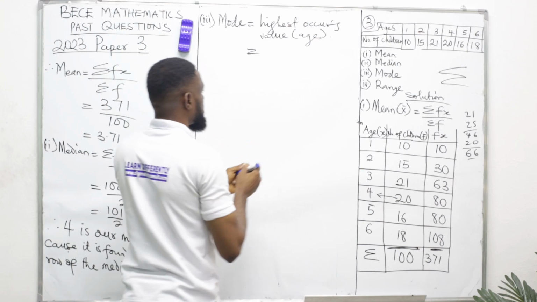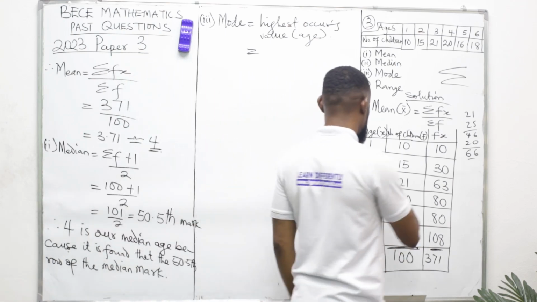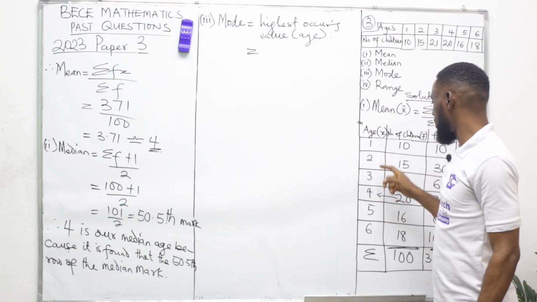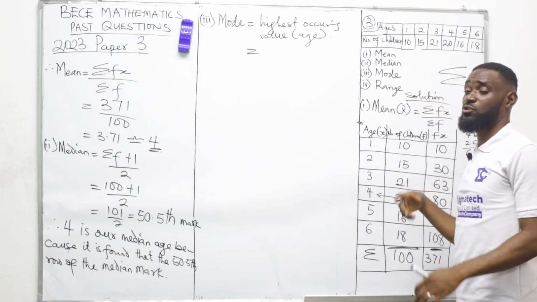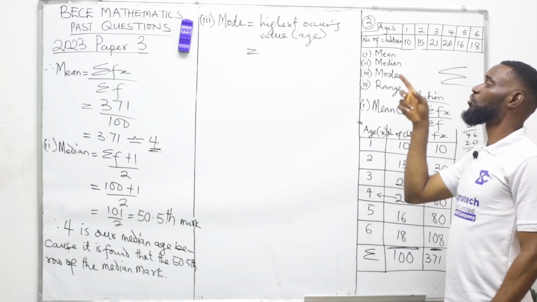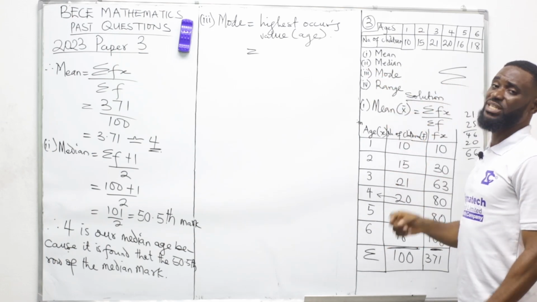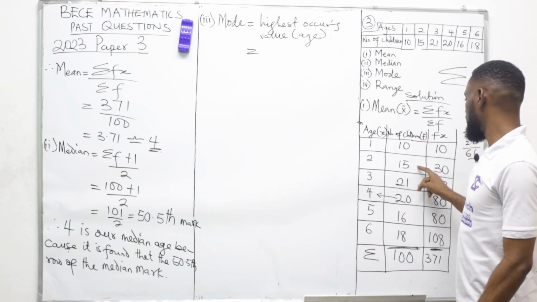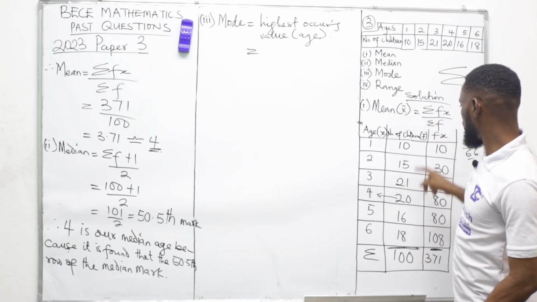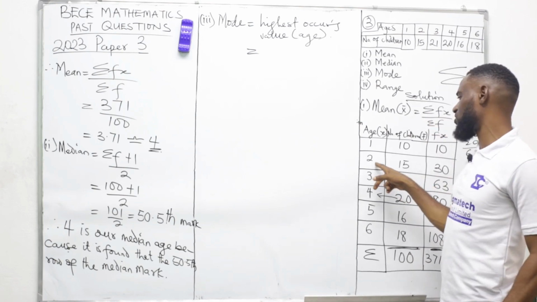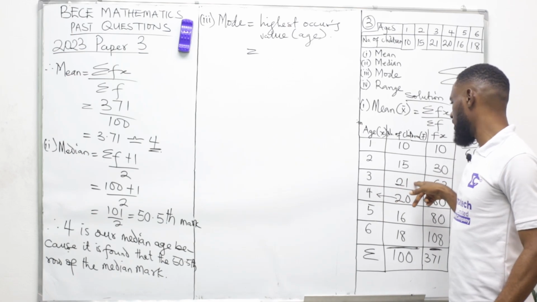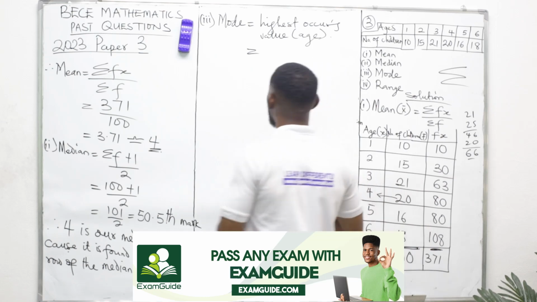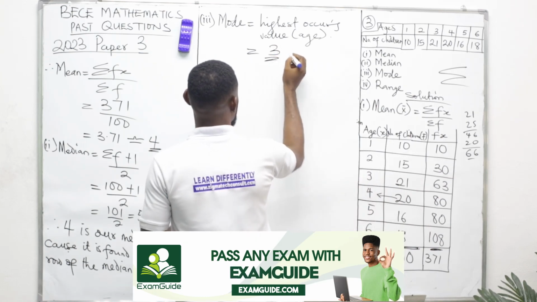So you look at the frequency table, which of the ages, this is age 1, 2, 3, 4, 5, 6. Which one has the highest occurring? Which one highest occurring means which one has the highest frequency? So mode is the age with the highest frequency, with the largest frequency, right? So if you look at the whole thing, we have the highest frequency at age 3. Age 3 has 21, which is larger than every other thing we have there. So we say that, therefore, the mode is equal to 3, right?